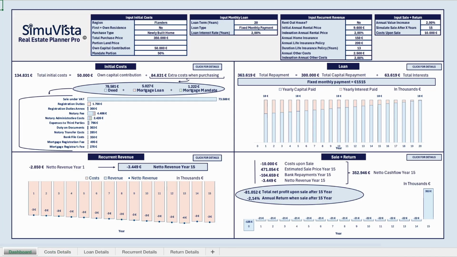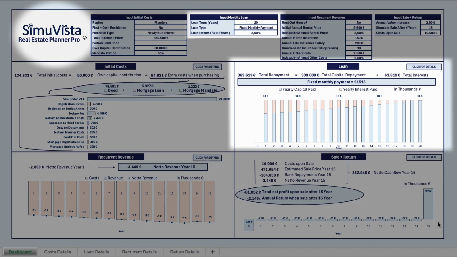The second block is the loan block, and it defines how you finance your property and what your monthly repayments look like. You can enter the loan term, the interest rate, and also whether you prefer a fixed monthly payment or a fixed capital payment. And as soon as you change these inputs, the dashboard shows you how your monthly payment evolves over time and how much goes to interest compared to capital repayments.